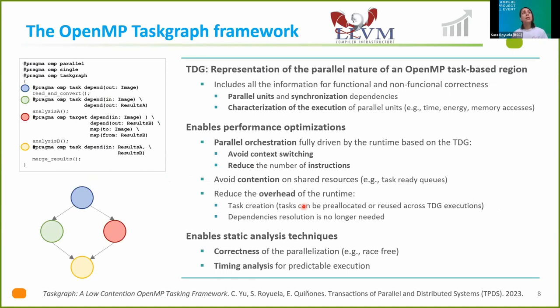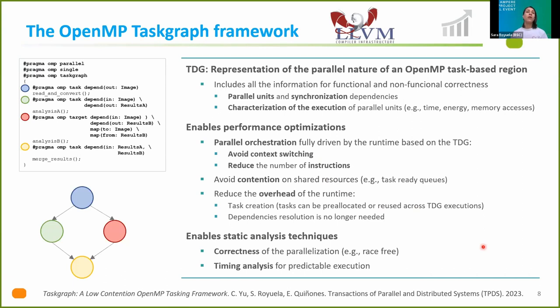The important thing is that in this graph, we have included not only the parallel units and the synchronizations, which are the components of the graph itself, but we also include the characterization of the execution of the parallel units. And this allows us to do this analysis and optimization of the functional and non-functional constraints of the system. Furthermore, this task dependency graph representation enables optimizations to obtain better performance. This is because it allows the runtime to fully orchestrate the execution of the tasks without the need to go to the user code. So we avoid context switching, and we reduce the number of instructions. We also avoid contention on shared resources and avoid some overhead in the system.